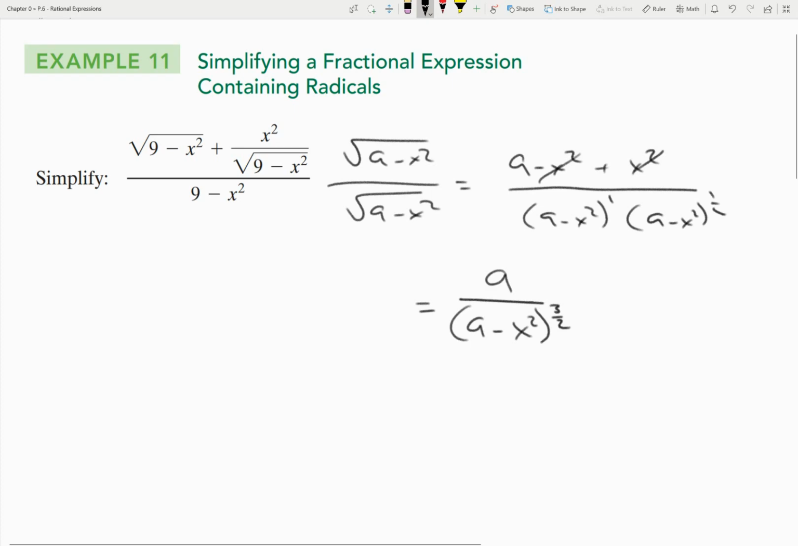That is simplified. If you wanted to get fancy, you could even rationalize this denominator and multiply by 9 minus x squared to the 1/2 power.